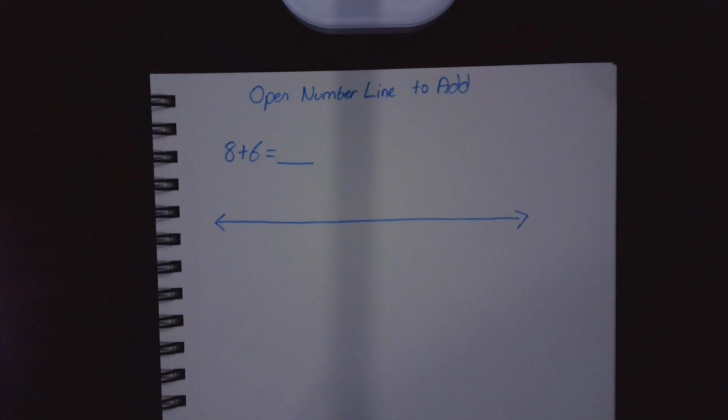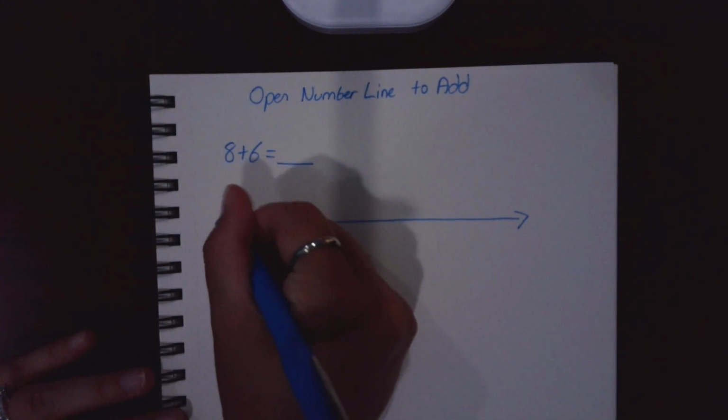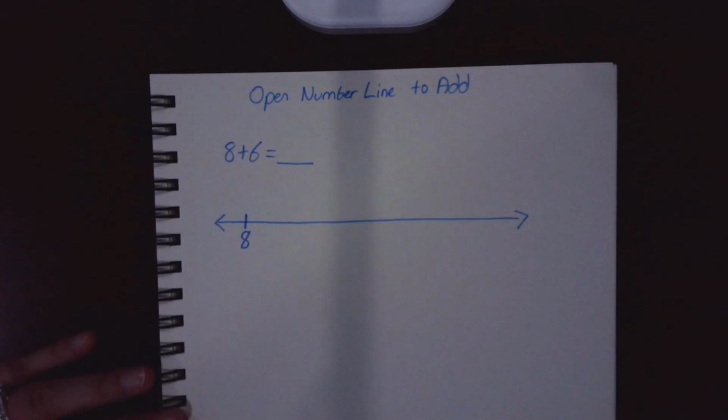Now when I'm adding, no matter the order, if it's 8 plus 6 or 6 plus 8, I always start with my largest number. Means less hops when I'm doing that. So I'm going to start at 8, and because it's an open number line, this can start at 8. And I'm going to show you 2 different ways to do this.